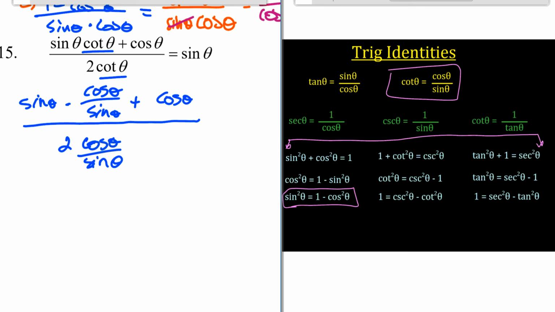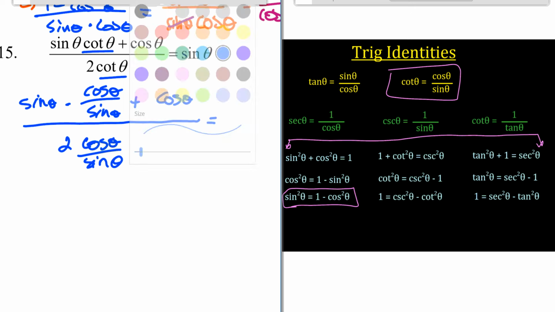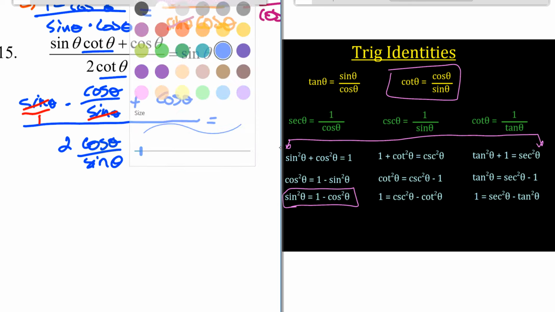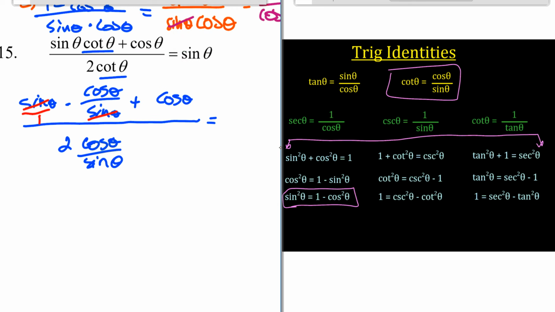Okay, I'm already seeing where this is going to go. Look at this for a second. Maybe pause the video and see if you can see the next couple steps. It's actually going to go pretty quickly. What I'm noticing is sine is like sine over 1. We can cancel out the sine on top and bottom there. And so what's going to happen is, on top we're going to have cosine theta times cosine theta, or plus cosine theta. I said that wrong. Over 2 times cosine theta over sine theta.